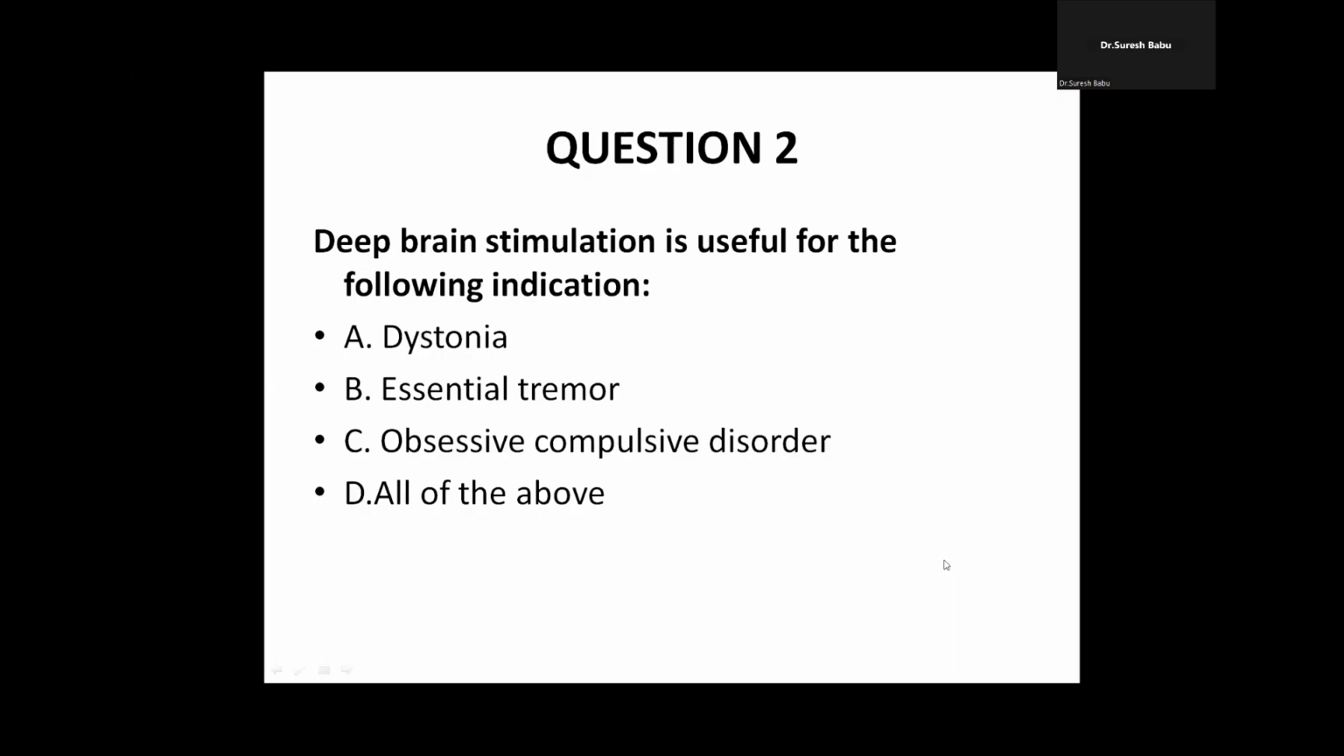Deep brain stimulation is useful for the following indication: dystonia, essential tremor, obsessive compulsive disorder, all of the above. This, sir, is a very easy question actually. That's why they have put it like that.